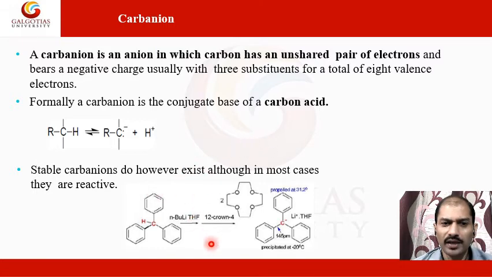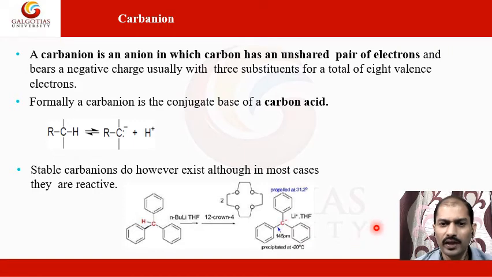So there are many reactions in which the carbanion forms. Here in this reaction, it is also like crown ethers, if you have an idea about this. So these are the crown ethers. Here, in the presence of this molecule which has triphenyl groups, with n-butyl lithium and tetrahydrofuran, these are the reagents. So this is making this carbanion species. These are the ways by which these carbanion species can be synthesized.